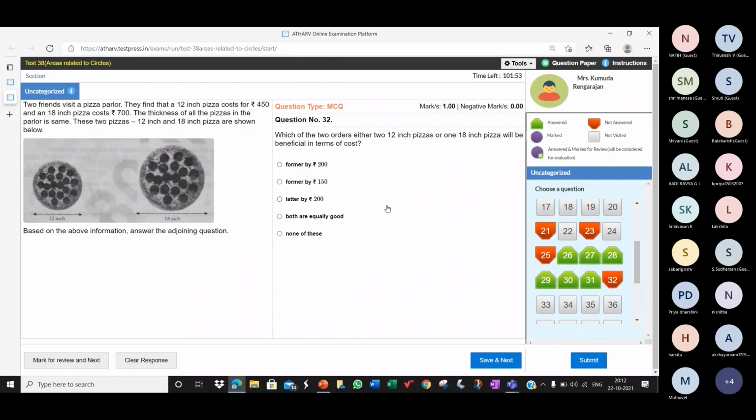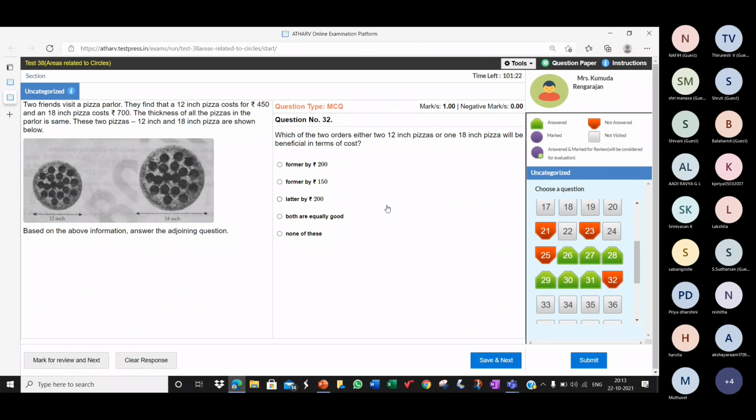One 18-inch pizza is 700 rupees. So which one will you buy? You'll buy the first one or the second one? Second one, ma'am. Latter. Second one means latter. You should go for the latter because you're saving 200 rupees. That's why the option is latter by rupees 200. That's what you all said, right? Yes, ma'am.